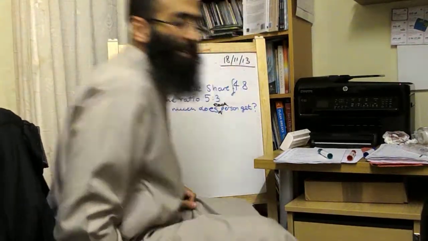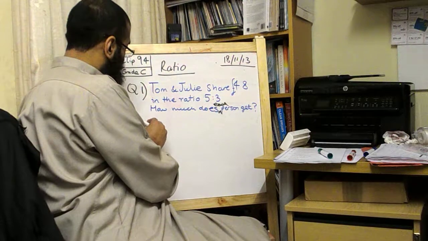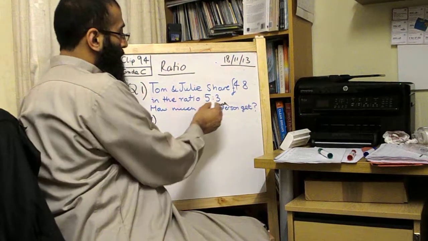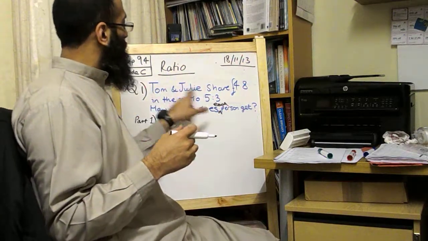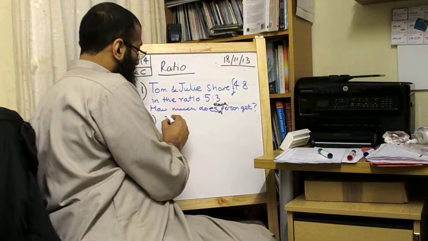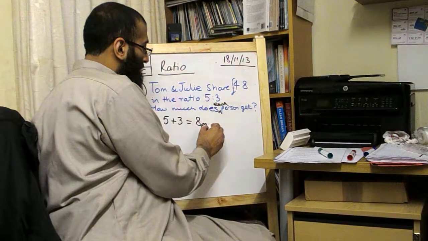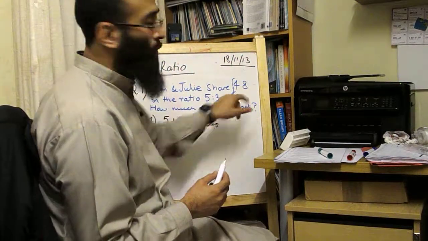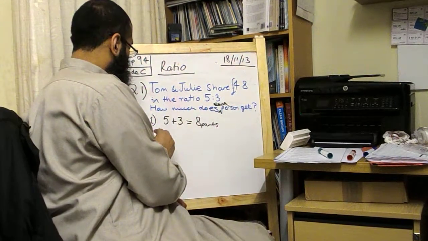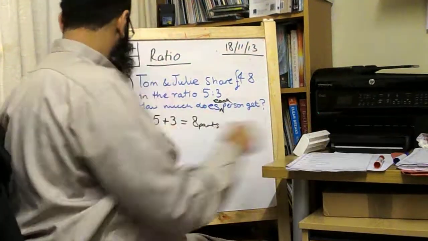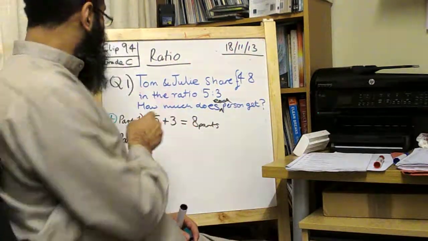First of all, this is a ratio question that involves division. So the first part, step 1, we have to add the ratios up to find out how many parts there are altogether. Because for every 5 parts Tom gets, Julie gets 3 parts. So we can easily see that there's going to be 8 parts altogether that we need to divide our £48 into. So part 1 involves addition. Part 1 is all about adding. Part 2 is about dividing.